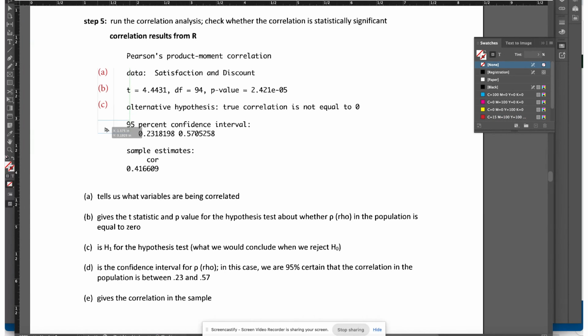And then the next one is D, that's the confidence interval. Looking at this confidence interval, we could be confident in saying that we are 95% certain that the correlation in the population is between 0.23 and 0.57. And then lastly, E gives us the correlation in the sample.